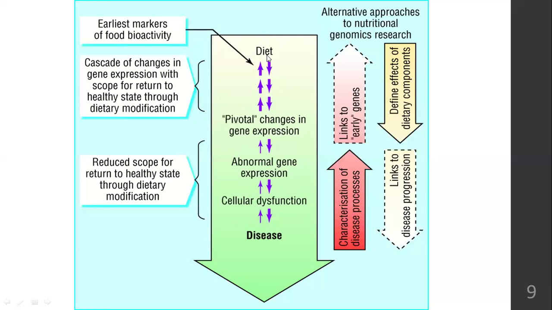So diet is the earliest marker of food bioactivity. Nutrients can cause cellular level changes. They are the earliest markers of changes in your DNA, your diet. So pivotal changes in gene expression can take place if your diet is unhealthy. Pivotal changes means changes which cannot be reversed that easily.